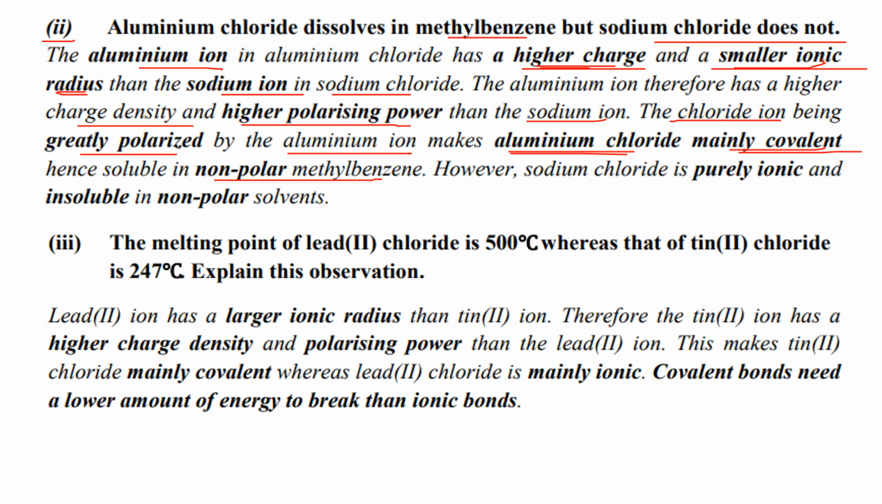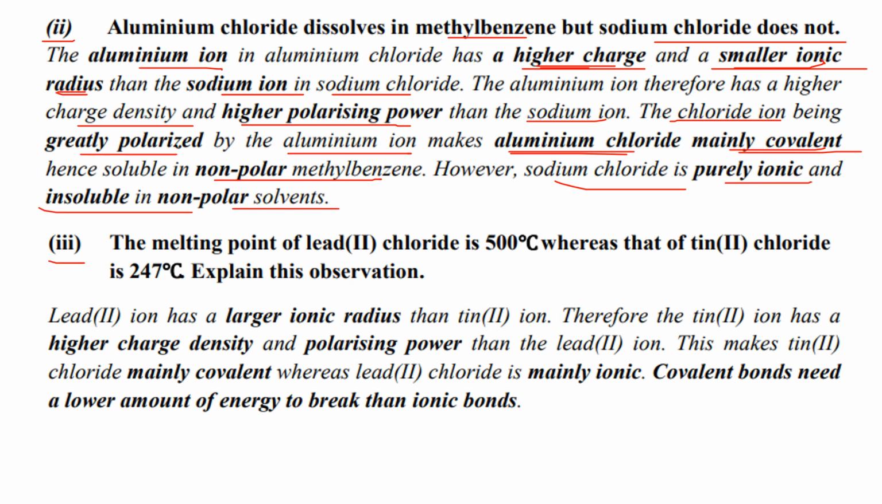But if you look at sodium chloride, it is mainly ionic, because the sodium ion there has a small ionic radius with a small charge, and therefore it has the least polarizing power and the least charge density. So we expect sodium chloride to be mainly ionic and to have full characteristics of ionic compounds, and we say that some of the characteristics of pure ionic compounds are that they do not dissolve in nonpolar solvents such as methylbenzene. So we shall make a conclusion that sodium chloride is purely ionic and insoluble in nonpolar solvents.